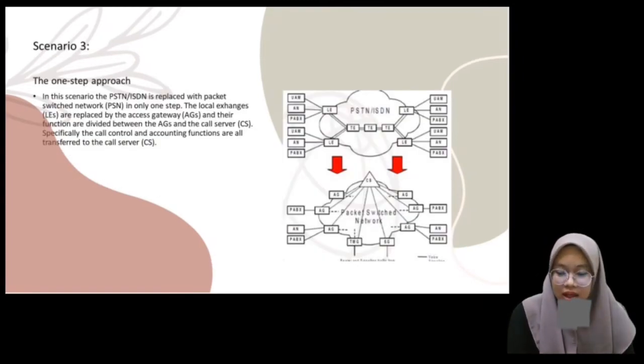Scenario 3. The one-step approach. In this scenario, the PSTN, ISDN is replaced with packet switch network, PSN, in only one step. The local exchanges are replaced by the access gateway, and their functions are divided between the AGs and the core server. Specifically, the call, control, and accounting functions are all transferred to the core server.